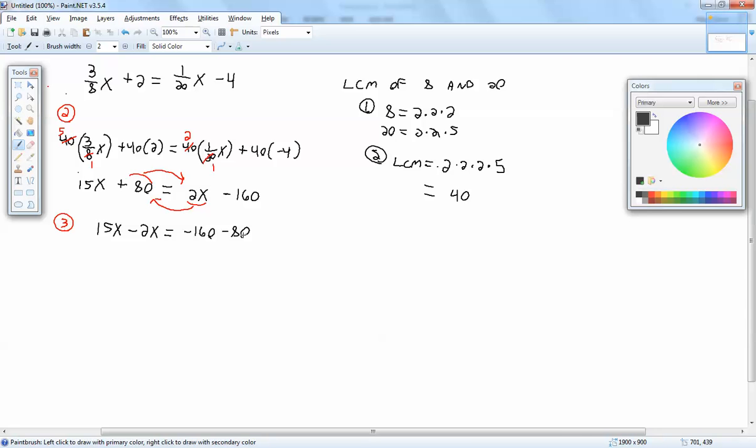Now our note up at top says at any step combine like terms. 15x minus 2x gives us 13x. Remember, like terms, same variable, the same power. And combine numbers at any step. Negative 160 and negative 80 is negative 240.